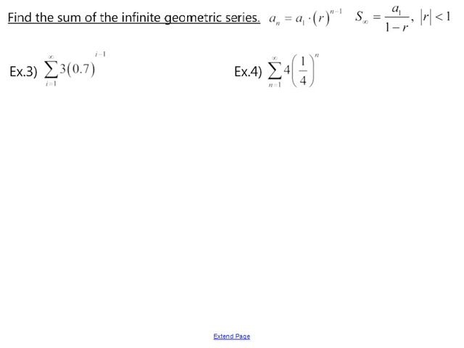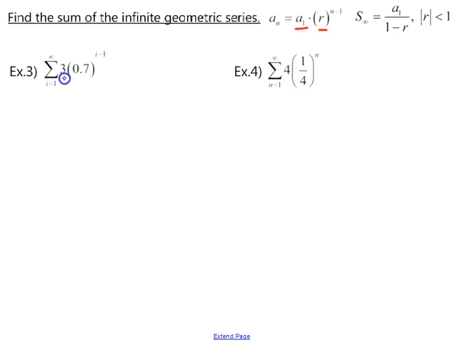In this set of examples, we need to find the sum of the infinite geometric series. Now, there are actually two formulas that we need to refer to for this. First, you need to remember the formula for the nth term of a geometric series. A sub 1 is that very first number, and r is the one in the parentheses with the exponent. That's important because we're going to need to identify that in example 3 and example 4.